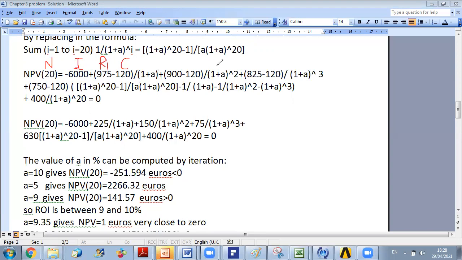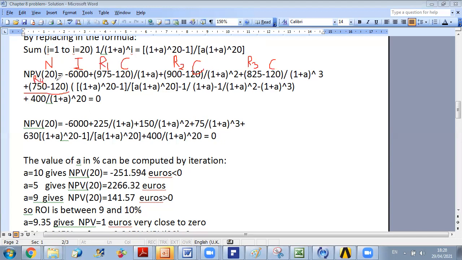plus for the second year I have R2, which is 900, minus the cost, which is 120, over 1 plus a squared, because we are at year 2. For year 3, it's R3, which is 825, minus 120, which is the cost, over 1 plus a cubed. And finally, for year 4 to n, this is R4 minus C.